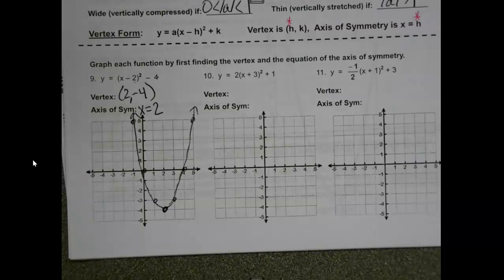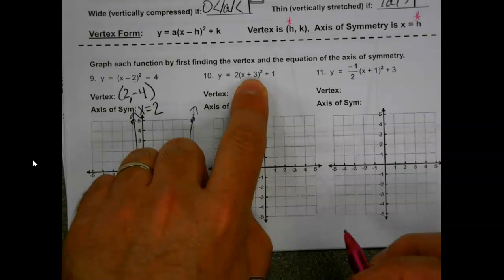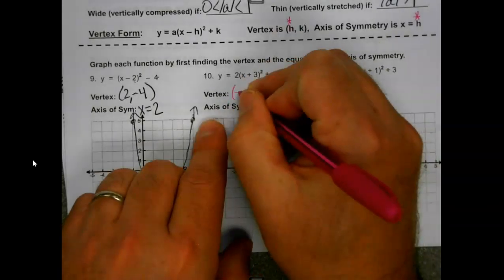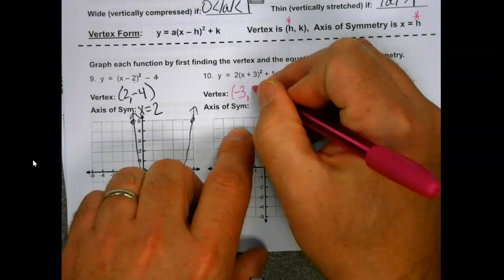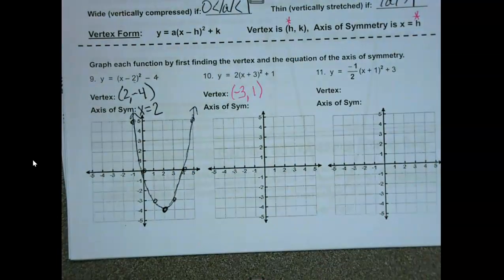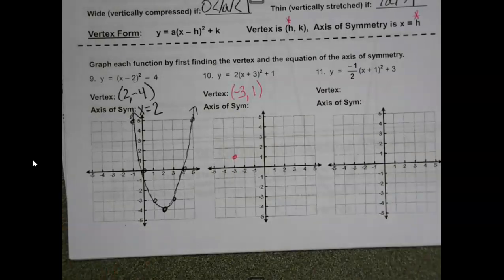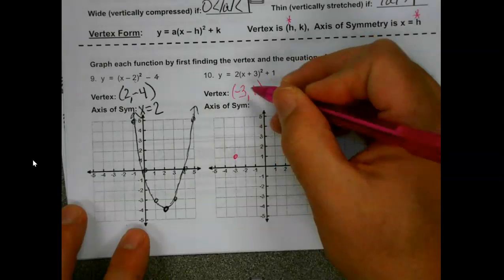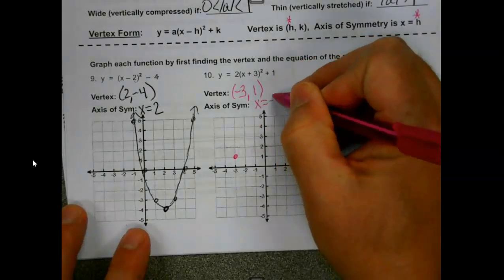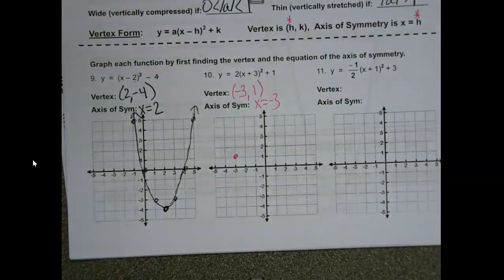So I look at number 10 and I'm like, okay, vertex, opposite of H, keep my K. We're not changing them both. This is not a circle. Get my dot there. My axis of symmetry matches the x value of my vertex.